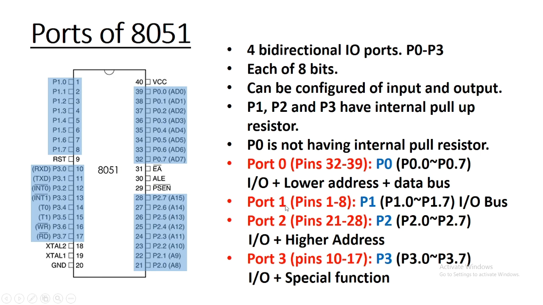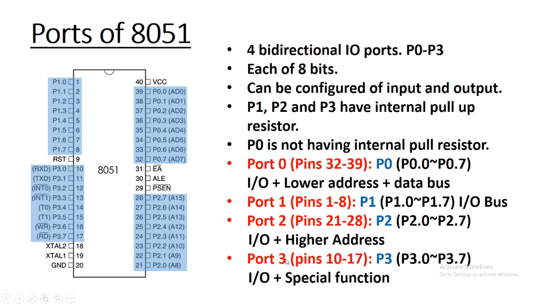Port 1 is only used to connect devices. It is only used as an IO port. Whereas port 2 has 8 pins and is used as an IO port. It is also used to give the higher address. Port 3 again has 8 pins. It can be used as an IO port, and each pin of port 3 has a special function, which we have already seen in the last video, the pin description of 8051.